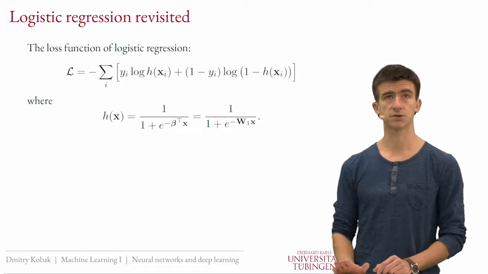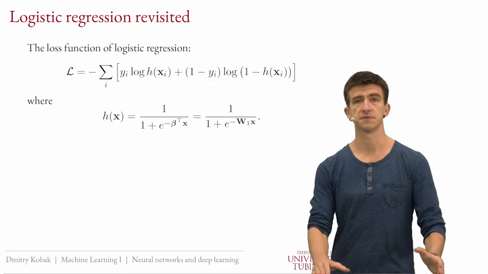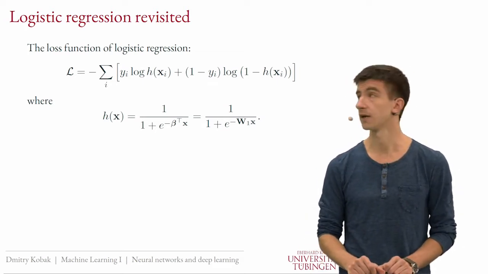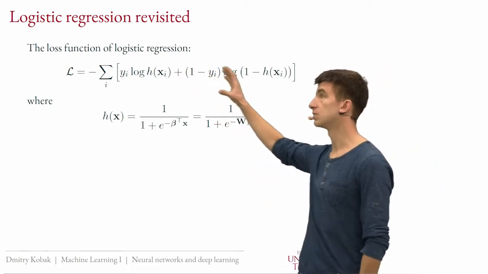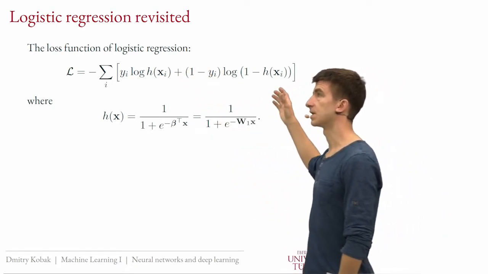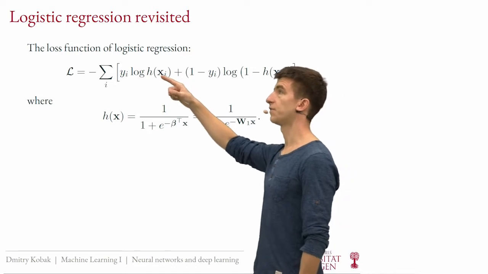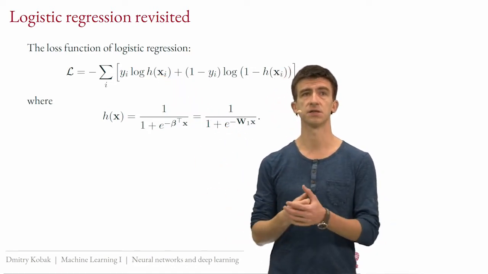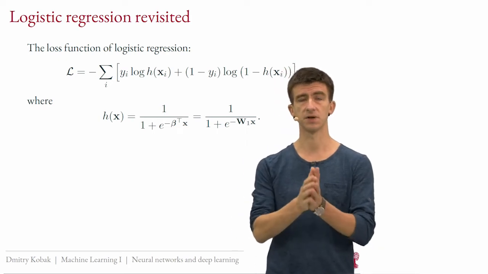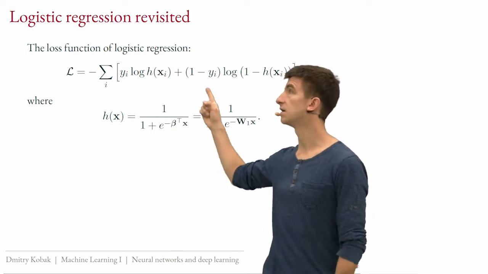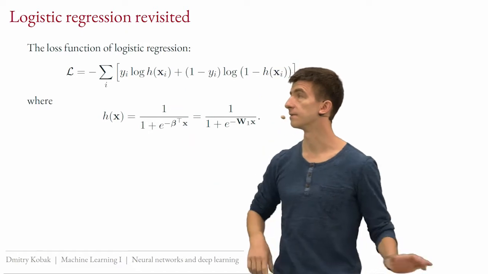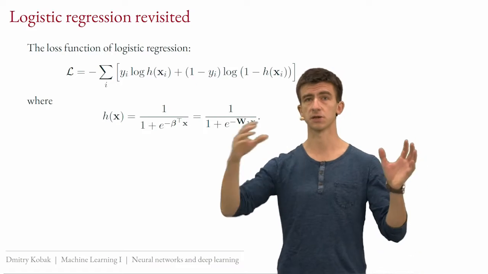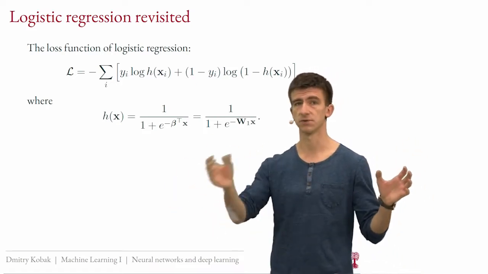So here's the logistic regression loss function and definition, copied from an earlier lecture we had on this topic. We have a loss here, where h of x is the probabilistic prediction that a model makes that a given input x_i belongs to class 1. So this is a binary classification problem. We have class 0 and class 1. Think about predicting cats versus dogs.